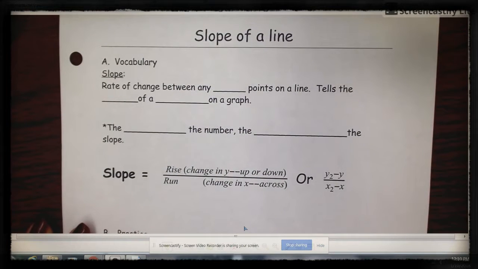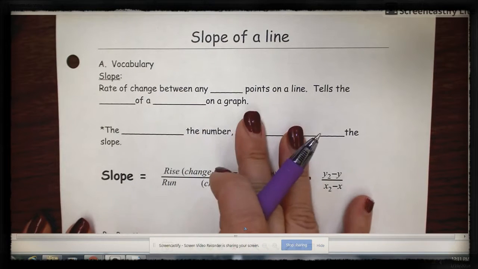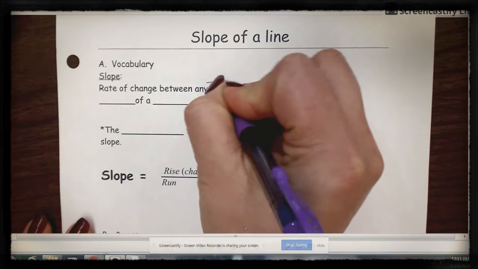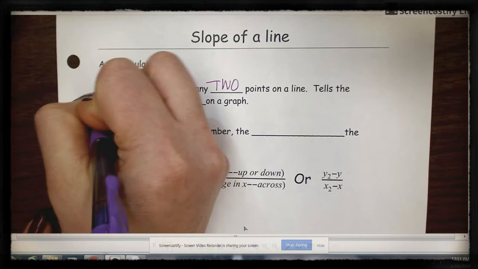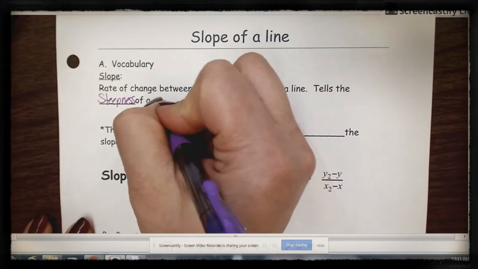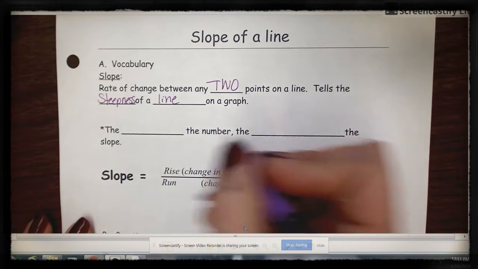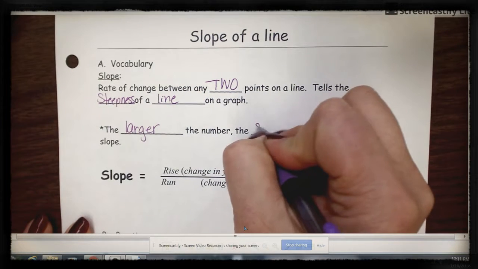We are going to review how to find the slope of a line. So first, we're going to review the vocabulary. I know you have this in your notes, but we're just going to make sure that we have it. Remember, the rate of change between any 2 points, I'm putting that in all caps because it's really important, 2 points. Doesn't matter what 2 points, but the rate of change between any 2 points on a line tells the steepness of a line on a graph. And we need to remember that the larger the number is, the steeper the line will be.